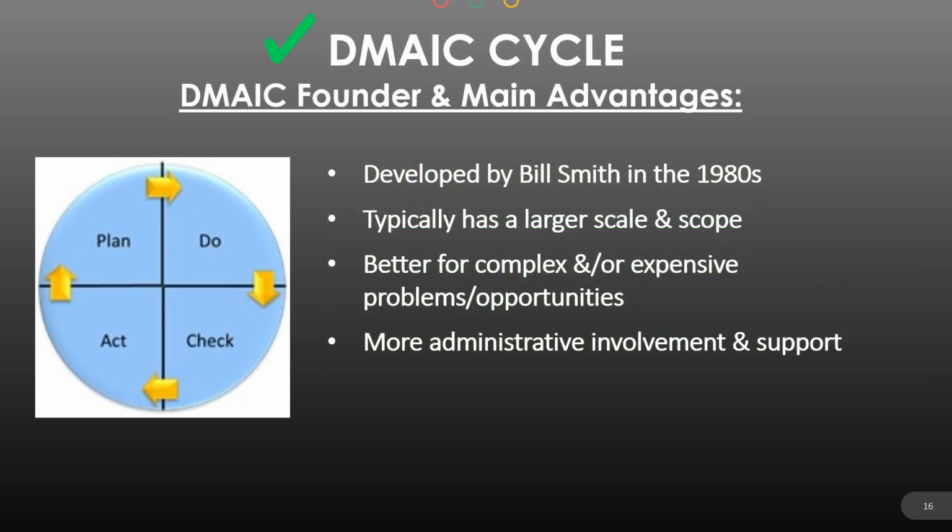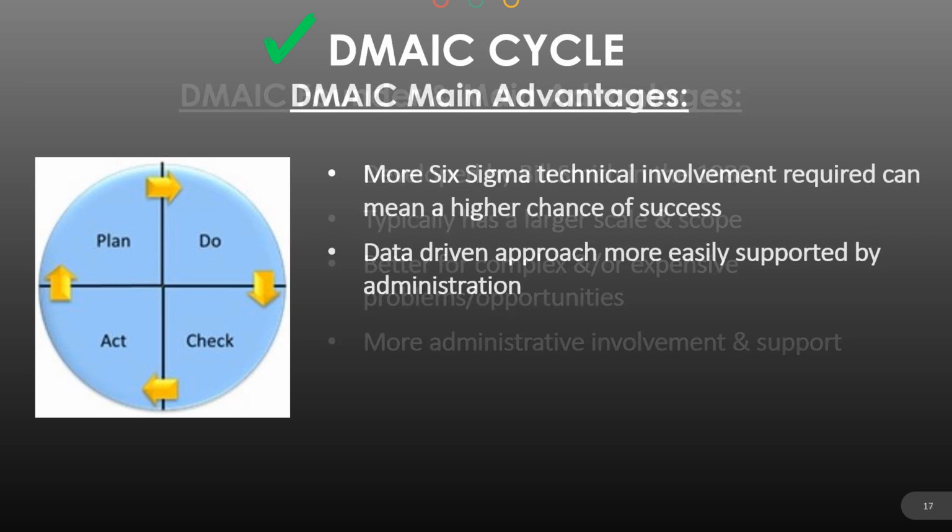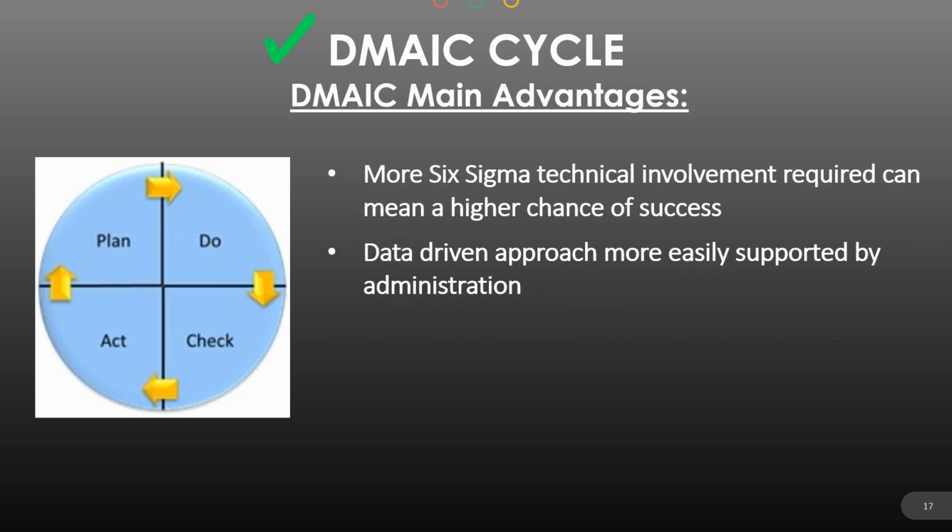DMAIC founder and main advantages. Developed by Bill Smith in the 1980s. Typically has a larger scale and scope. Better for complex and/or expensive problems and opportunities. More administrative involvement and support is required. More Six Sigma technical involvement required can mean a higher chance of success. Data-driven approach more easily supported by administration.